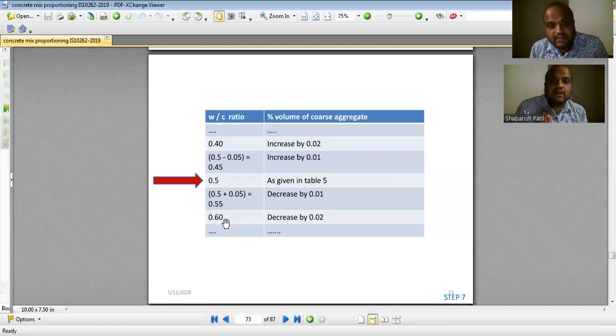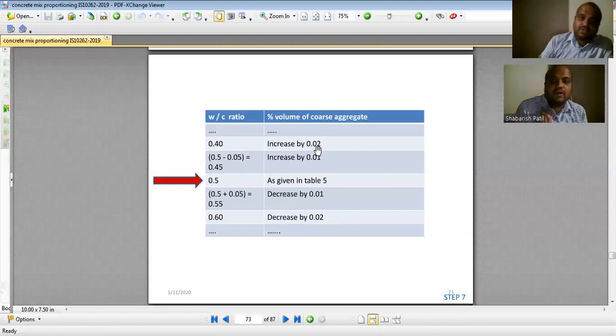So when it comes to 0.6, I am supposed to decrease it by 0.02. Similarly, if my water cement ratio is 0.45, then I have to increase the volume of coarse aggregate by 0.01. If it is 0.40, I have to increase it by 0.02.